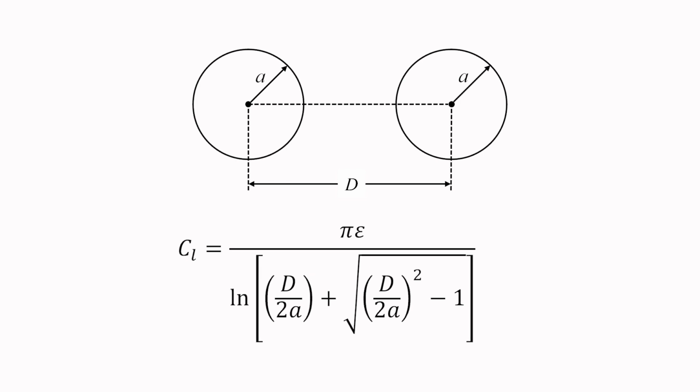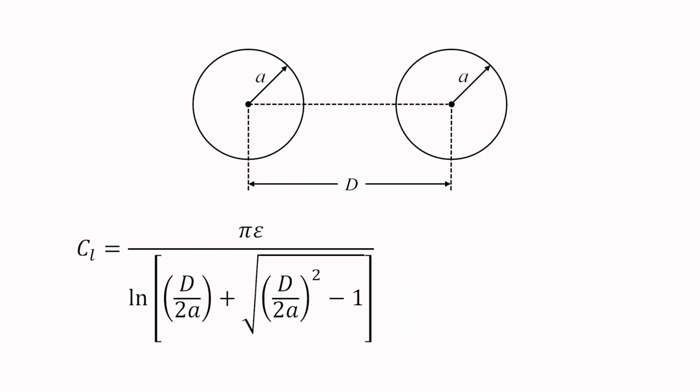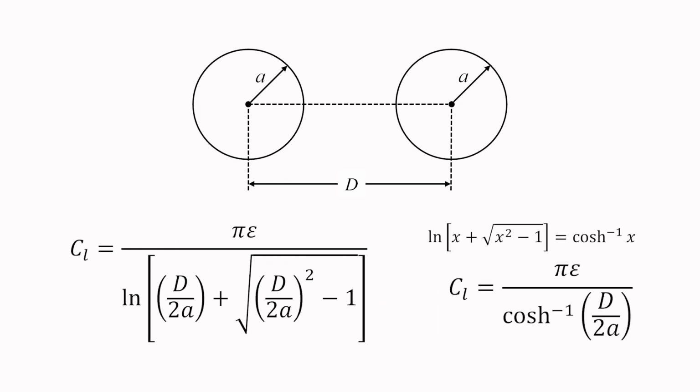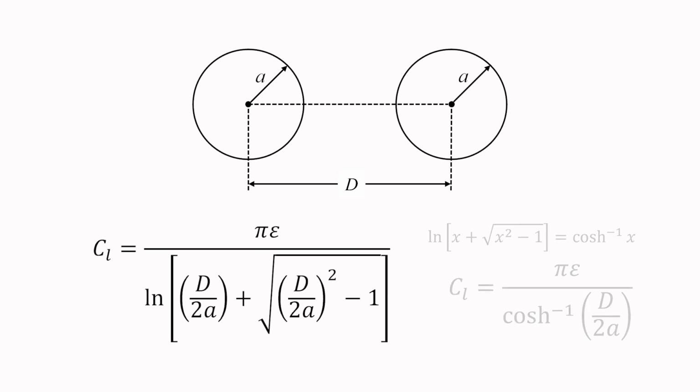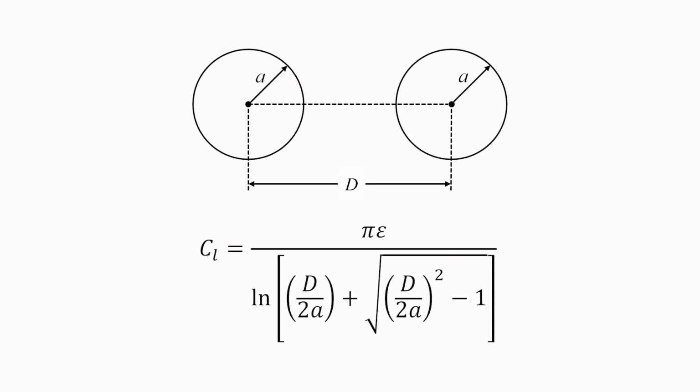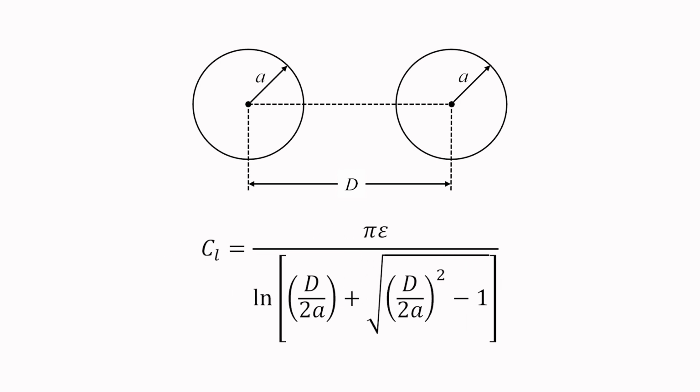Now, for you fellow mathicists out there, note that the denominator is sometimes shown as the inverse hyperbolic cosine of large D over 2a. But hyperbolic trigonometry functions are a little much even for this mathicist. I stick with the natural log because here again, I know exactly what that means and what to do with it.